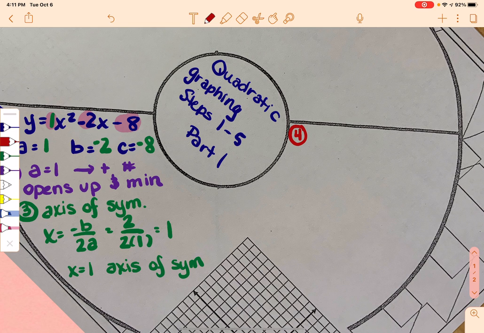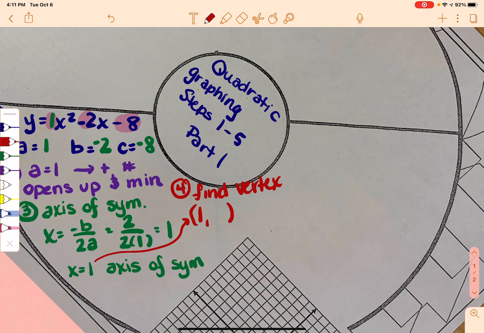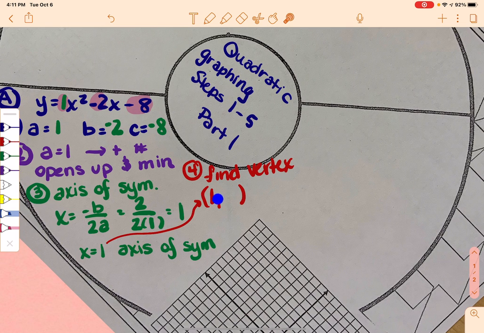So the 4th step, we have to find, maybe I'll do that in the middle here, we have to find our vertex. Now the good news is we just found out that this is 1 for the axis of symmetry. That gives you the x value. Now what I have to do is take this 1 and plug it into my equation. So I have y equals x squared minus 2x minus 8, and wherever the x's are, I'm going to put a 1 in. So this x is going to become 1, and this x is going to become 1.